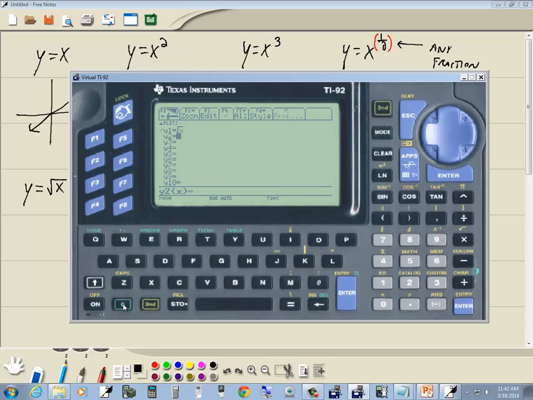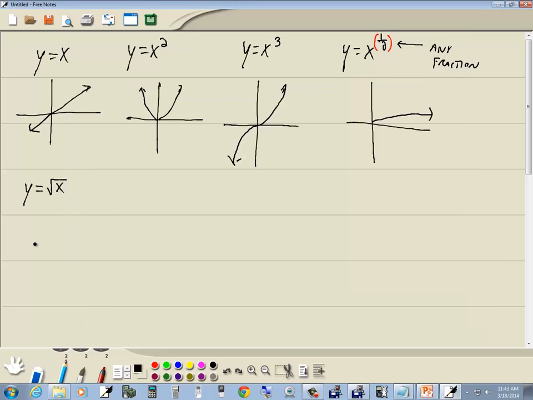Now if I graph that, I do diamond R. That'll give us that graph right there. Now I might be looking at that and thinking, well, that's the same as the other one. Well, yeah, because x to the 1/2 is the same as square root of x.